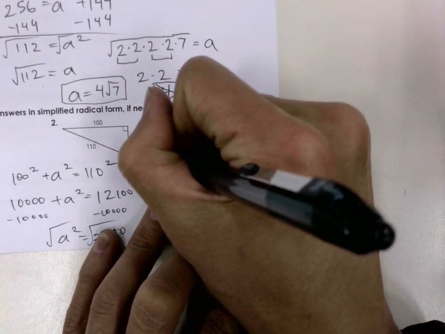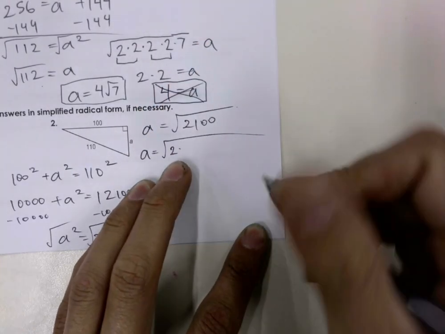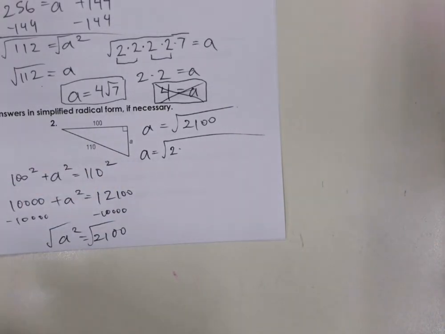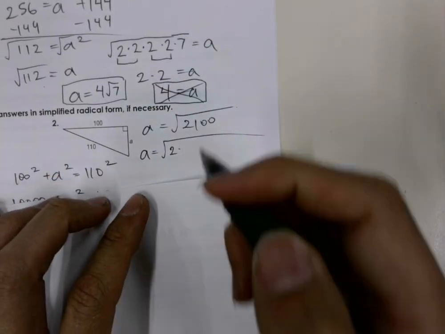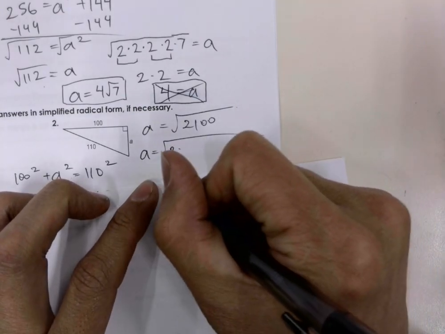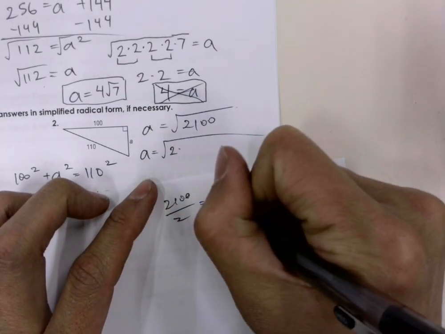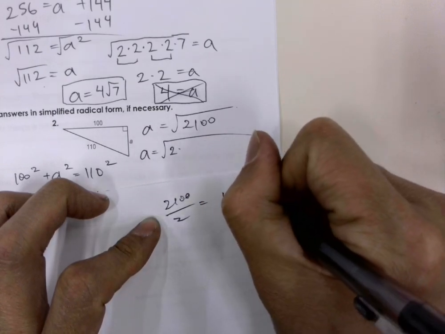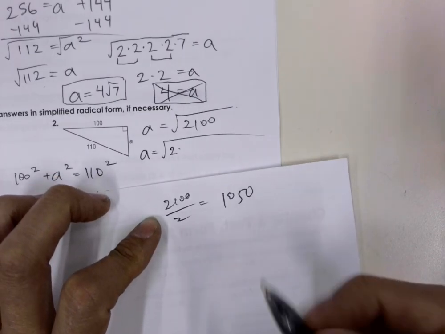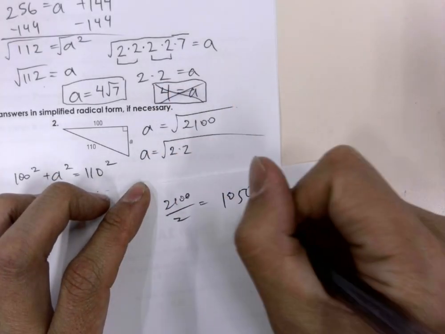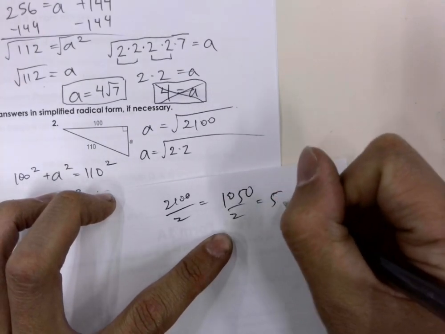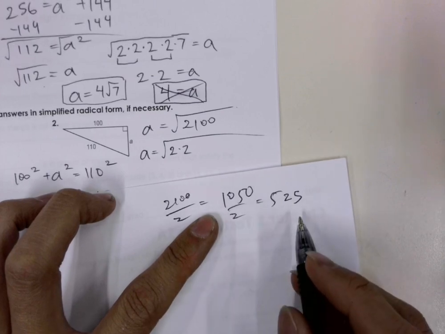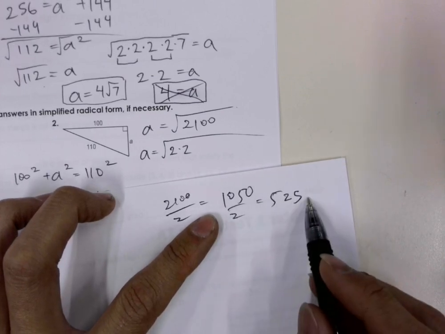So our a is going to equal the square root of 2. And so if we take a 2 out of 2100, then we get 1050. So we can take another 2 out of that. So we divide that by 2, and we get 525. Okay. Now from here, I think 3 doesn't go into it evenly.